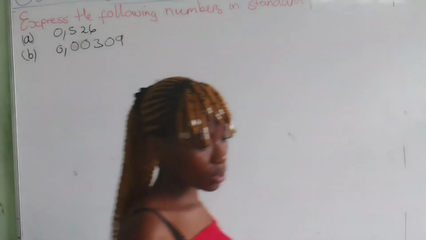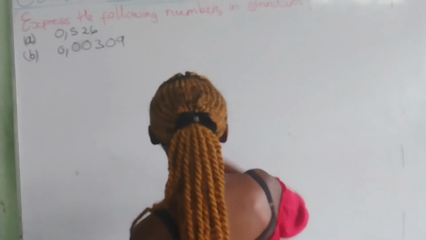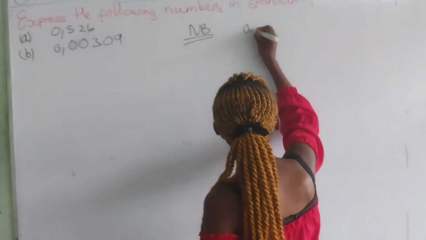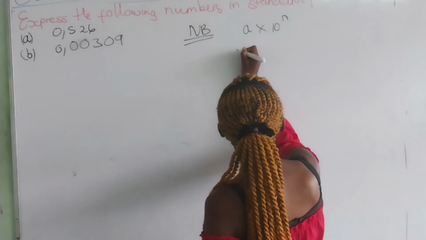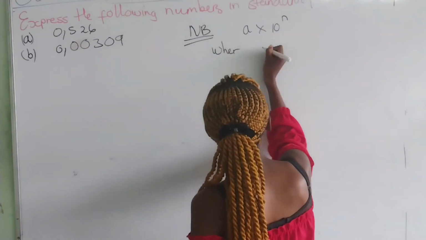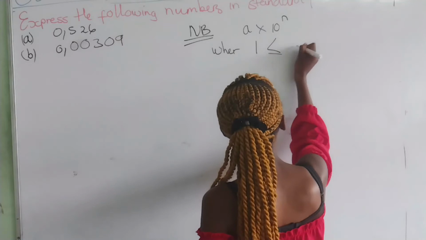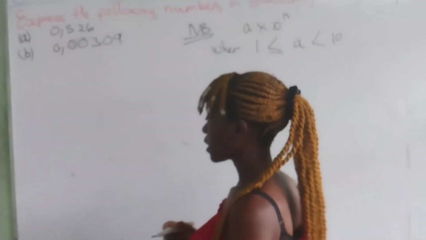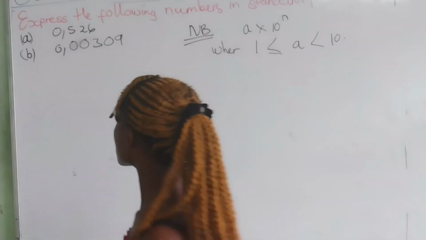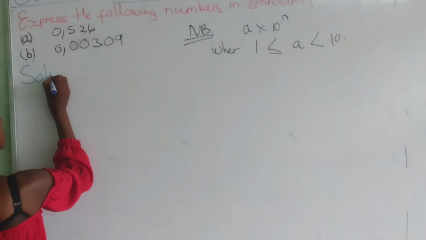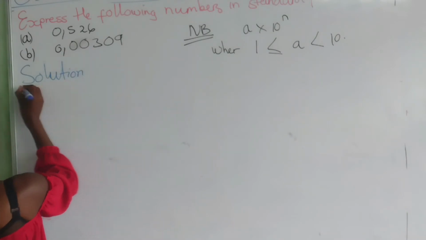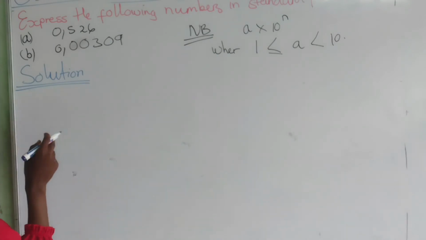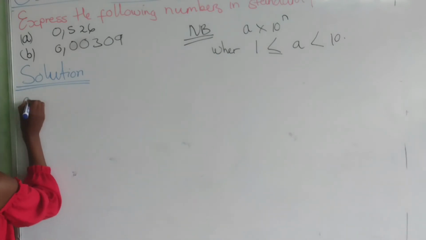For a simple question like this, our n still remains. We are saying a times 10 to the n, where 1 is less than or equal to a, less than 10. So for our solution, it's going to be 0.526, 0.006, that's a.